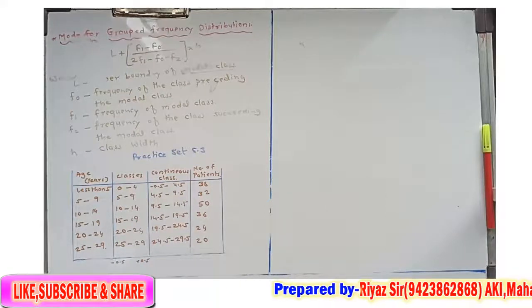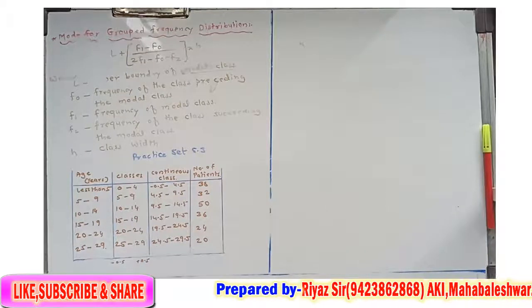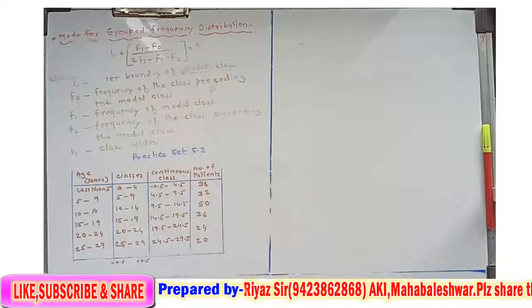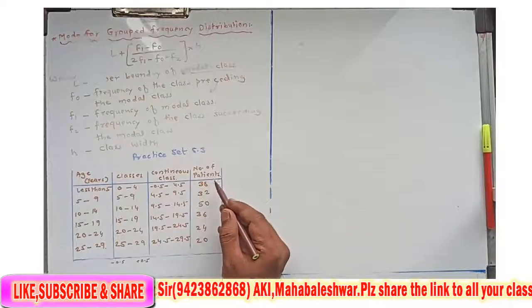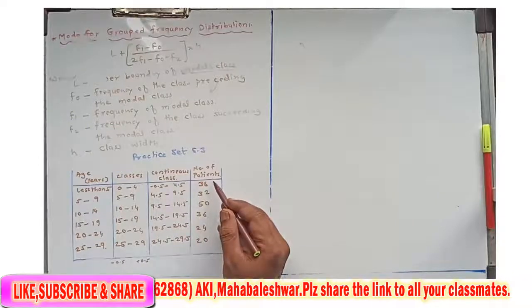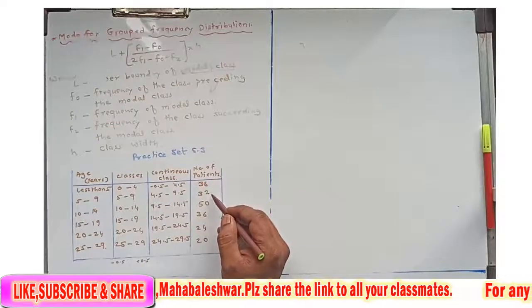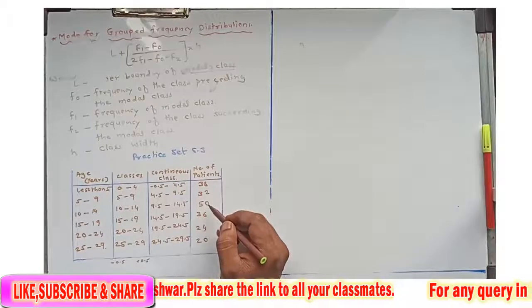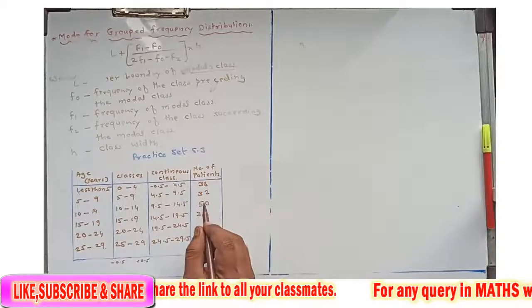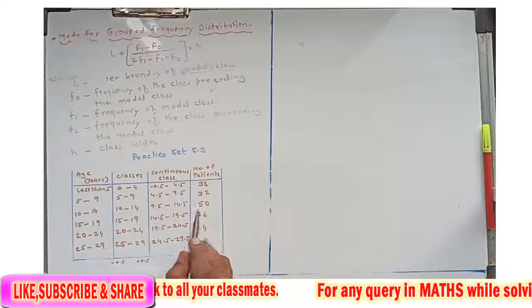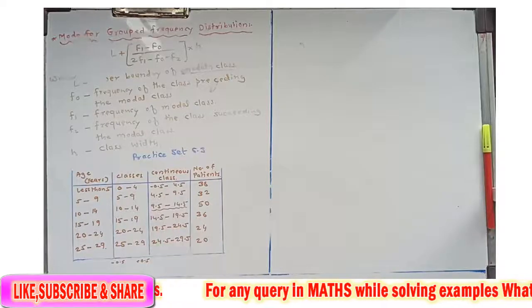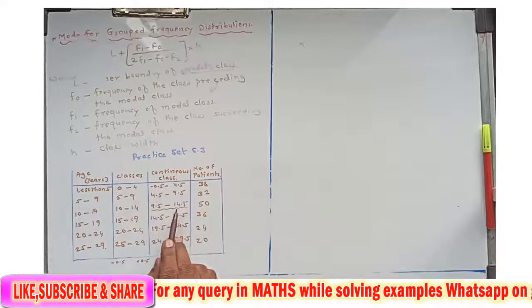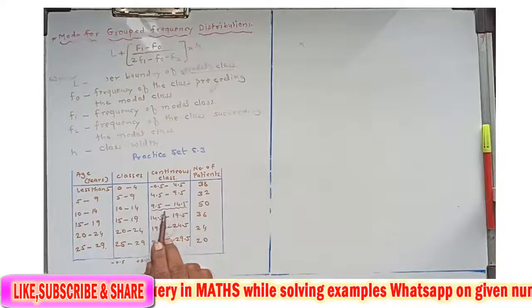Now we have to fix the modal class. We have to find the modal class for this example. The highest frequency in the number of patients, the second column, is 50. The associated class for this 50 is 9.5 to 14.5. We always consider the continuous class. 9.5 to 14.5 will be the modal class.